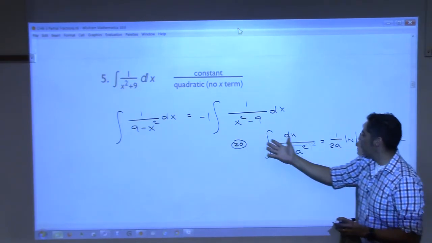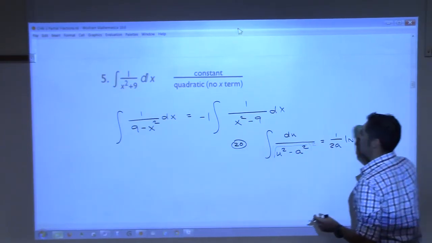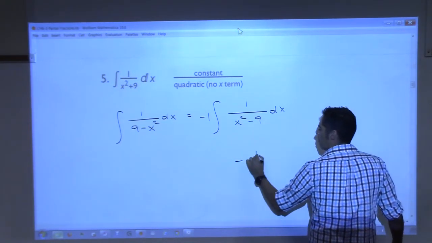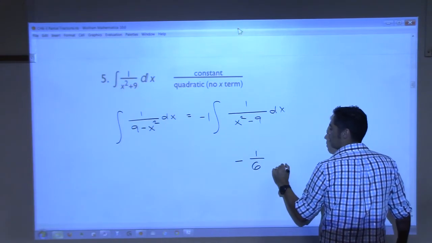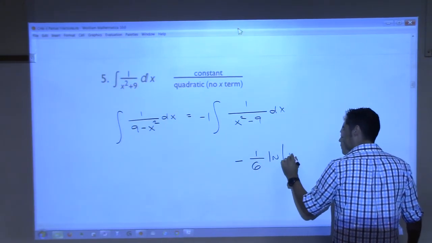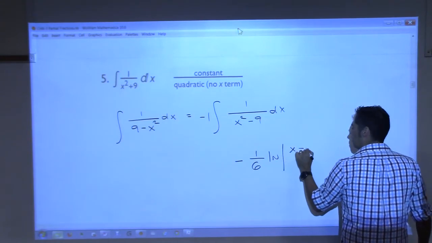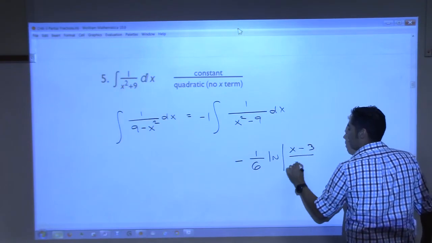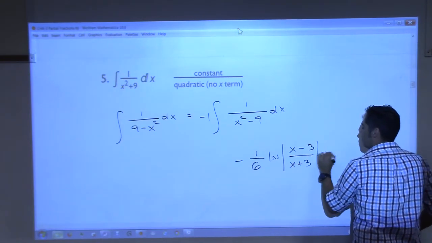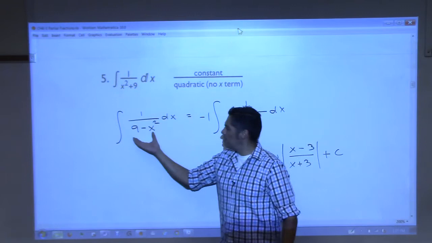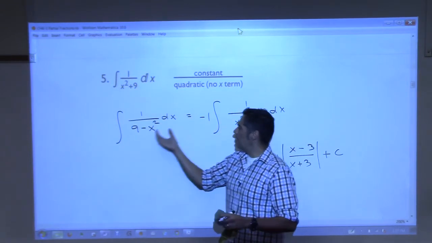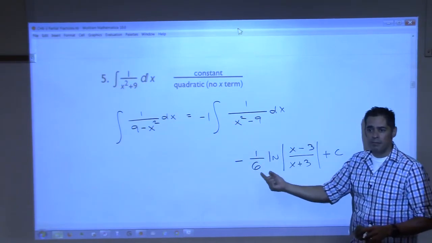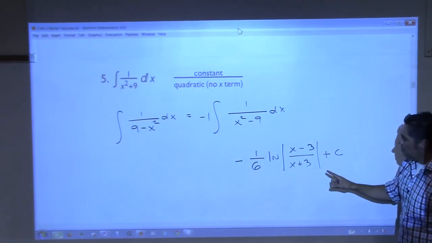So all it would do in terms of our answer, what would it have done to change our answer? It'd be negative 1 over 6 natural log of x plus or minus. What was it on formula 20? Minus 3 over x plus 3 plus c. So do you see what I'm doing here? Here's the original problem, right? I take the negative out, and then it looks like the old problem, but I have to throw -1 in it, right?